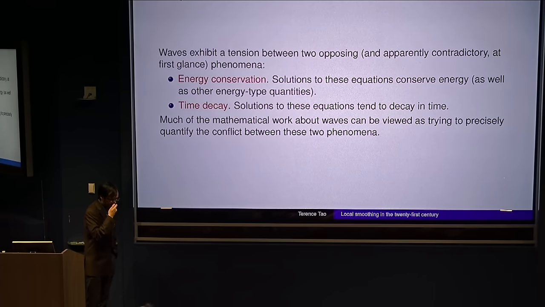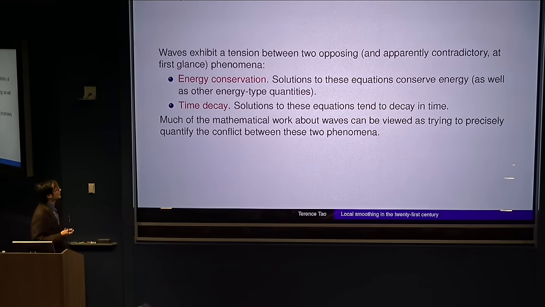Okay. So there are lots and lots of topics in the mathematical theory of waves, and there's no way I can summarize everything that's going on. There are already several talks in this series covering various aspects of wave equations. But one theme, which is common in the mathematical study of waves, is that waves, as opposed to other equations like the heat equation or transport equations, exhibit two phenomena which kind of fight each other. This tension between these two phenomena is something I find fascinating about waves in particular.